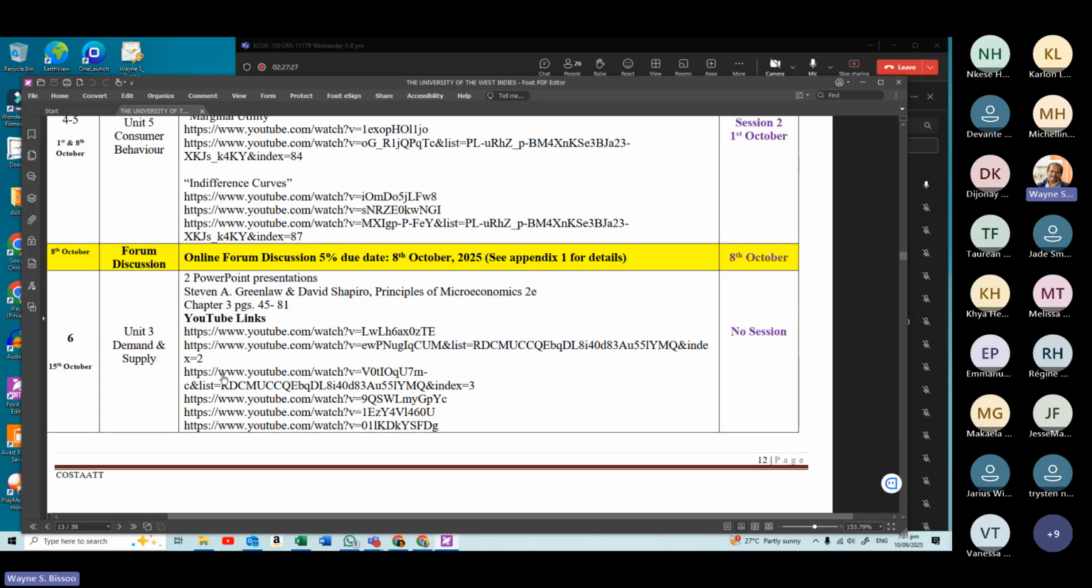So by the 15th of October, this is what I expect you should be tackling, Unit 3. Now, if you can move faster, you can move faster. If you have to take it a little slower, you're taking it a little slower. At the end of the day, I try to make your deadlines for submissions. That's the main thing.